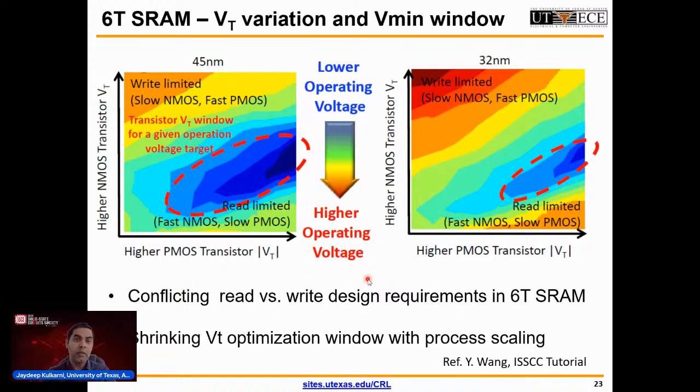And on top of that, we have the shrinking VT optimization window when we scale from one process generation to the next generation because of this increased process variation effect. And because of these two things, getting low Vmin in advanced SRAMs is becoming extremely challenging, and we need to come up with a lot of innovative ideas, both at the process level, device level, circuit level and also at the architecture and higher levels to meet the Vmin target.